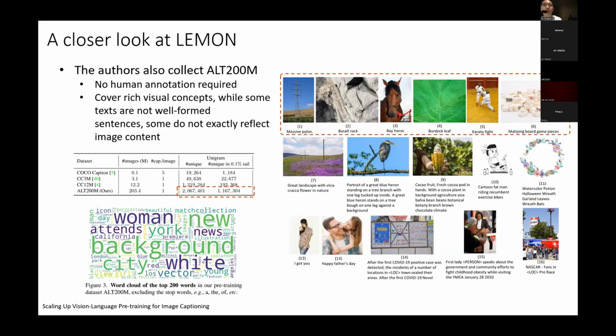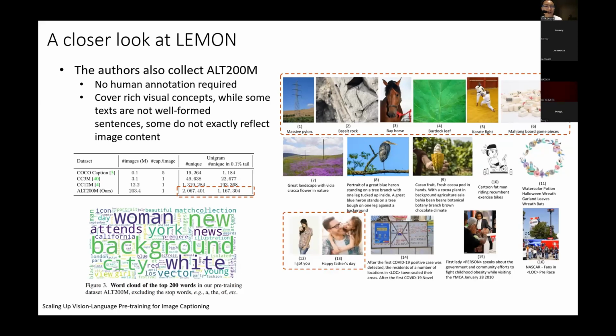If you consider the captions in this dataset in the first row, many of the captions are just labels. For example, "Bay Horse," or on the far right, the image is "Mahjong board game," if you know it. I guess many of you know it.